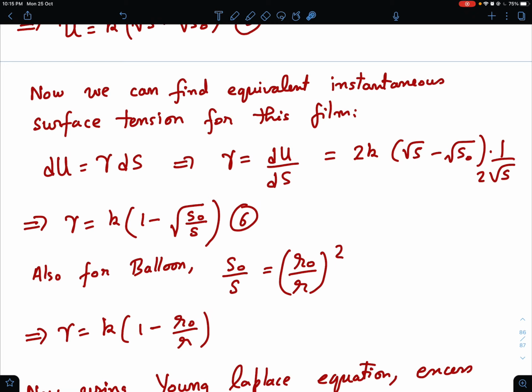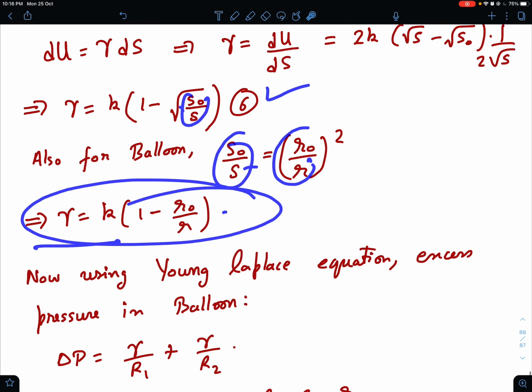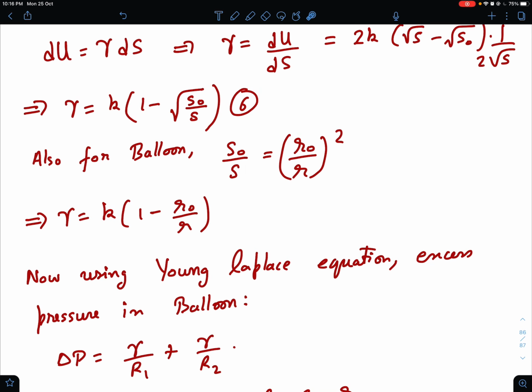Now also note that when we have a balloon, then the area is simply proportional to the square of the radius. So we can say that S naught by S is simply equal to R naught by R whole square, okay, or we can say that under root of S naught by S is simply R naught by R, okay. So that's what I can put. So instead of root of S naught by S I can put R naught by R, so then surface tension becomes this, okay. So now I have the surface tension.